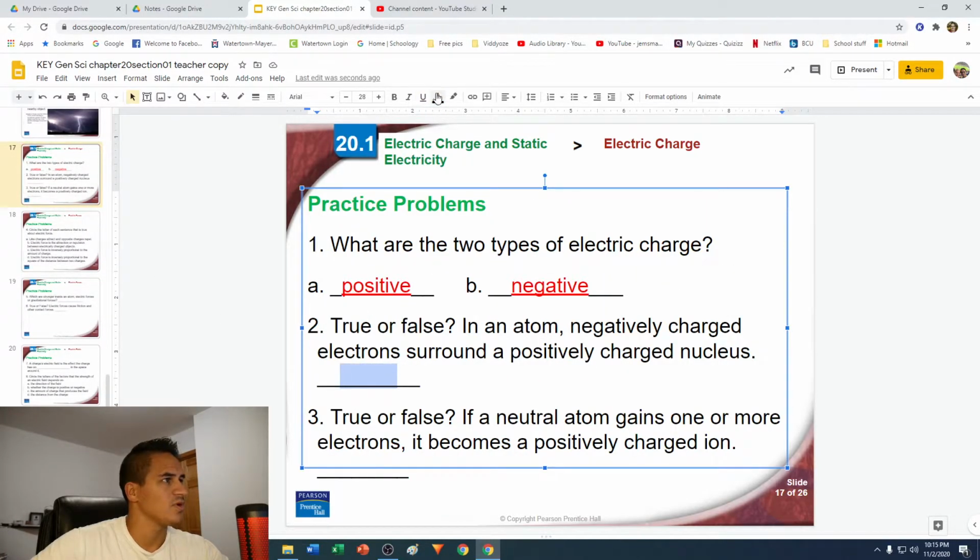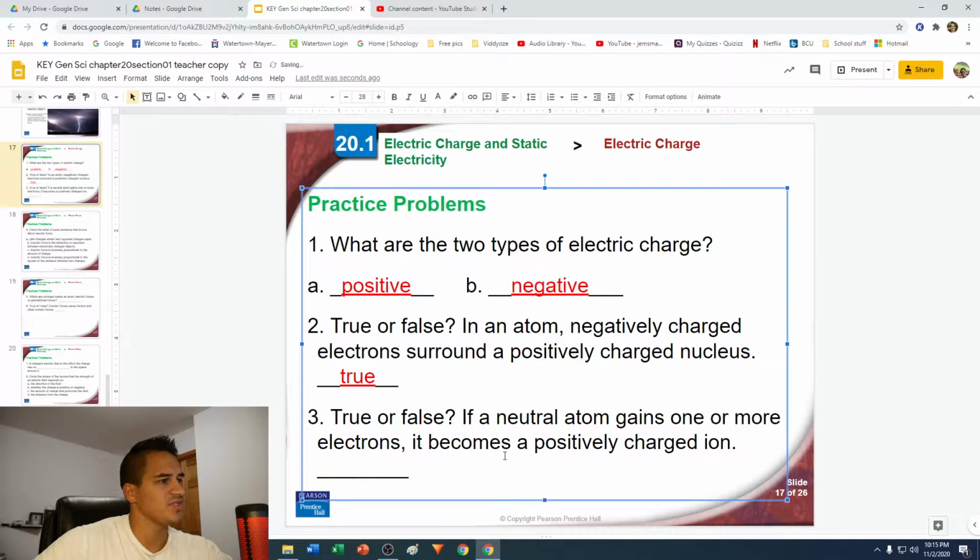All right. Number 3, true or false, if a neutral atom gains one or more electrons, it becomes a positively charged ion. So remember that electrons are negatively charged particles. So if a neutral atom, okay, neutral means it has no charge to begin with, gains one or more electrons, so it's gaining negative particles, then it would not become positively charged, it would become negatively charged. So that is going to be false. Okay, now again, I know that this might seem like strange concepts because it's kind of chemistry related, but we need to understand this in order to understand electricity.